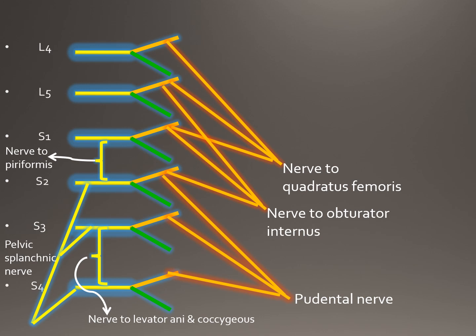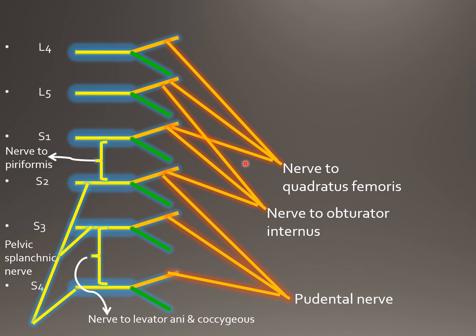Next, branch from the ventral division. Ventral branch of ventral rami of L4, L5 and S1 joins to give nerve to quadratus femoris. So this nerve to quadratus femoris is going to supply the inferior gemellus and the quadratus femoris muscle, and it is giving a twig to the hip joint.